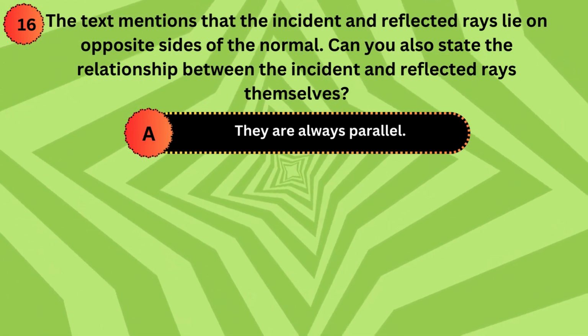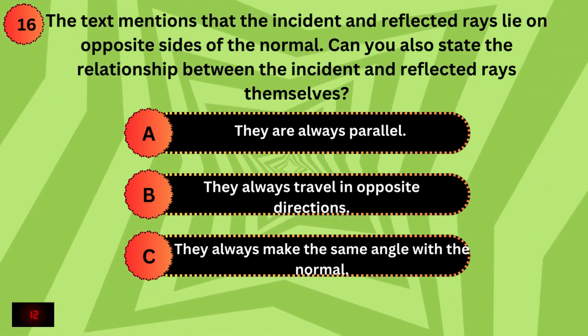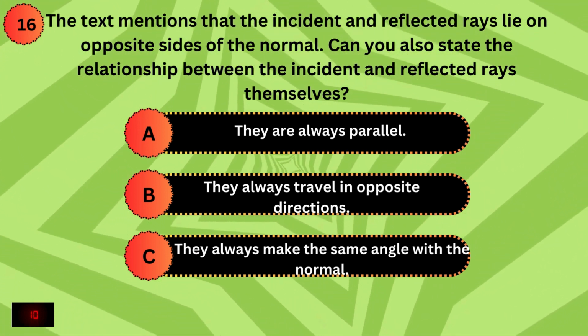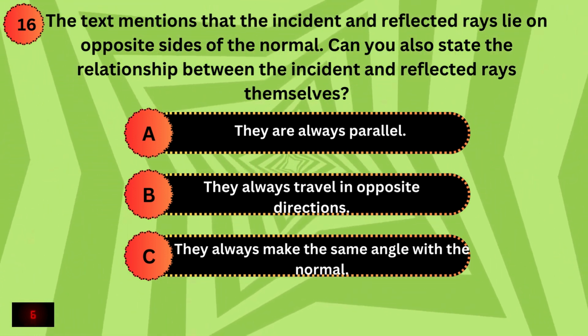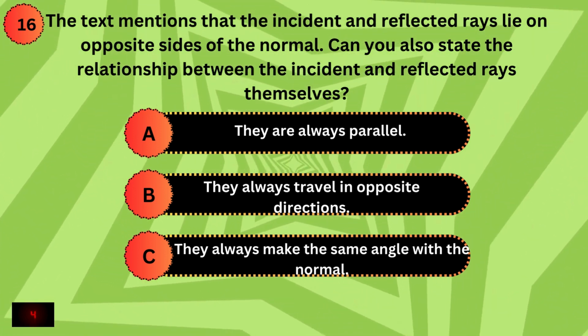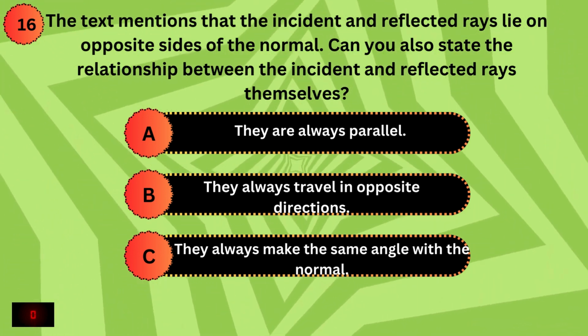The text mentions that the incident and reflected rays lie on opposite sides of the normal. Can you also state the relationship between the incident and reflected rays themselves? A. They are always parallel. B. They always travel in opposite directions. C. They always make the same angle with the normal.